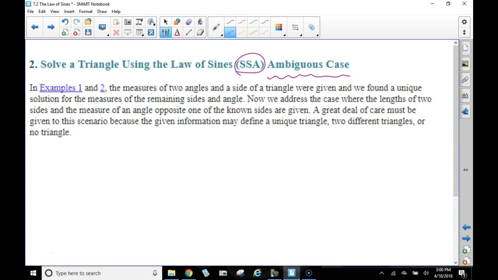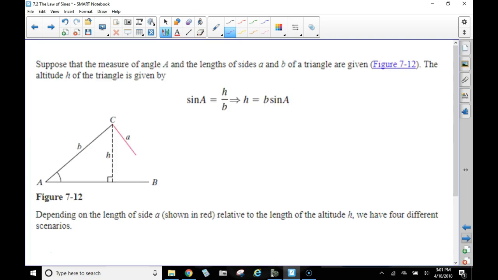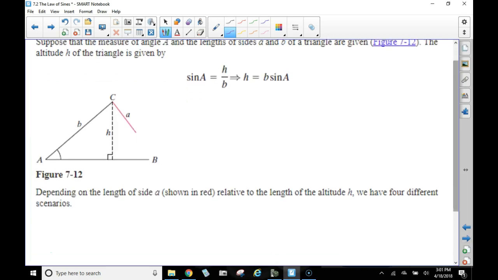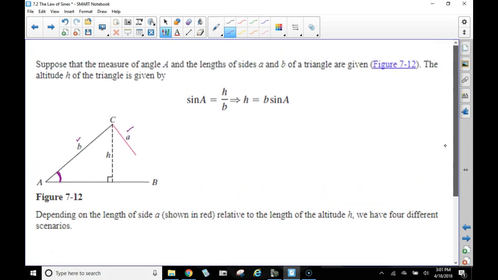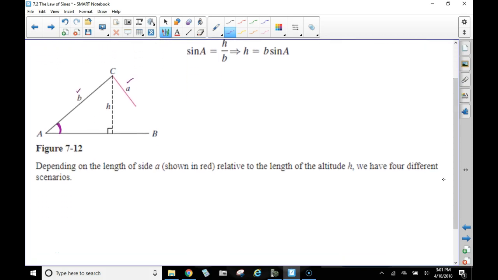So let's look at this example. Here we are again having a given side. Let's say given side A, given side B, and the non-included angle A. That is the SSA case, or the other way around, you could say. Okay? So here's the deal that you need to be aware of.